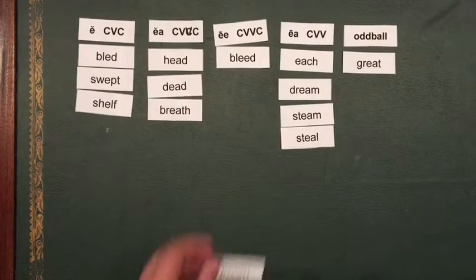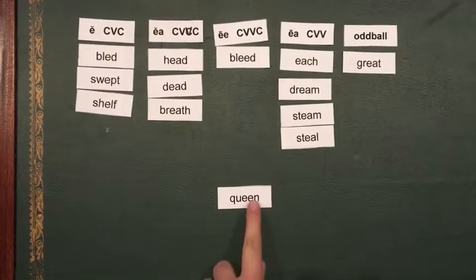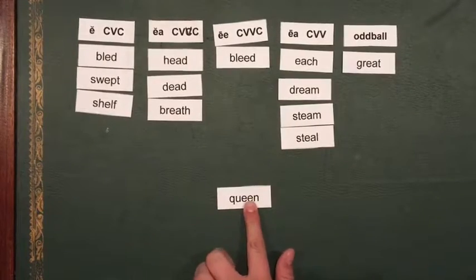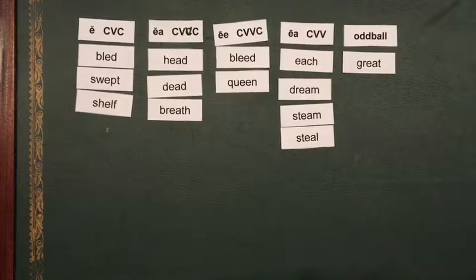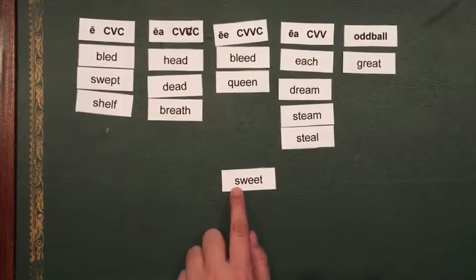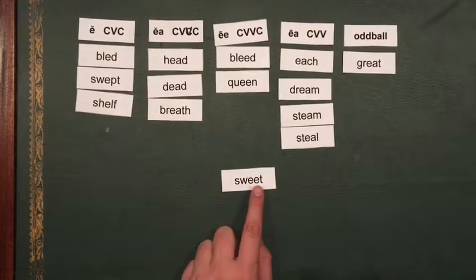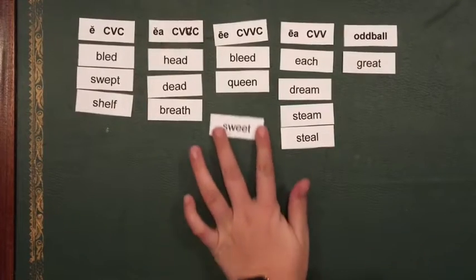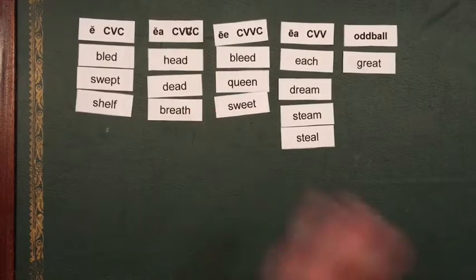Now let's do the word queen. Queen. We know that ee says the long e sound. Now let's look at the word sweet. Sweet also says that e sound. So we put it in the ee column.